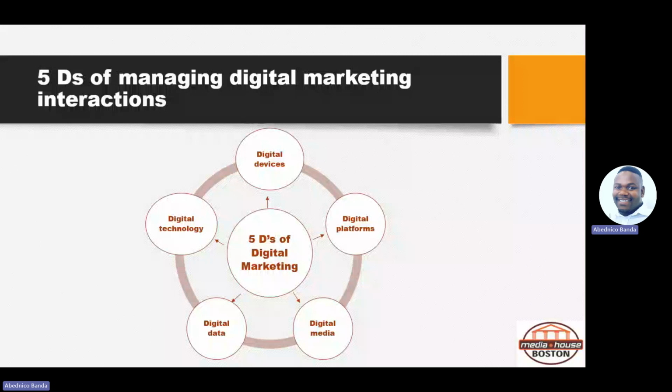But with technology, smartphones now have front cameras. So these digital technologies that are emerging, they are enabling the other 4Ds. They're enabling digital devices so that people can interact better. They're enabling digital platforms. They're enabling digital media.